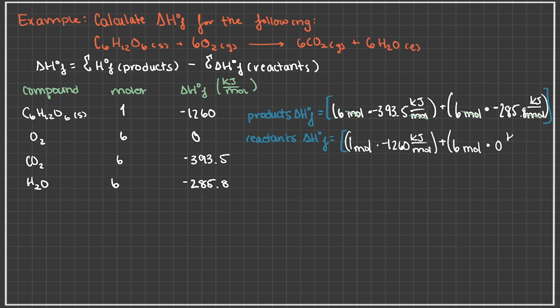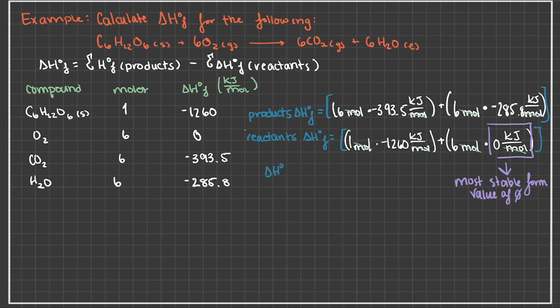We're going to see in order to find these values, we're going to multiply our moles by that value. So for products, we're going to multiply our 6 moles, which is the moles that we have for CO2, times that value. That is going to cancel out our moles. It's going to leave us with kilojoules, which is exactly what we need. Then we're going to add that to 6 moles times negative 285.8, which is our value for H2O, and that's also going to cancel out our moles.